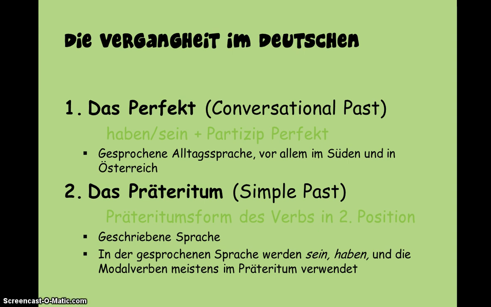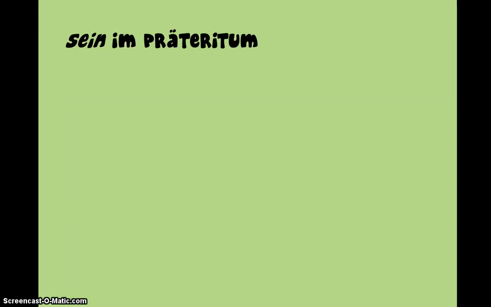The verbs sein, to be, haben, to have, and the modal verbs, which are können, müssen, dürfen, sollen, wollen, are almost always used in the preterite form. Okay, so let's take a look how this works.